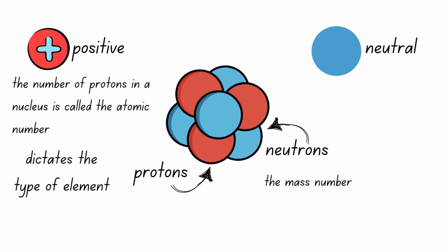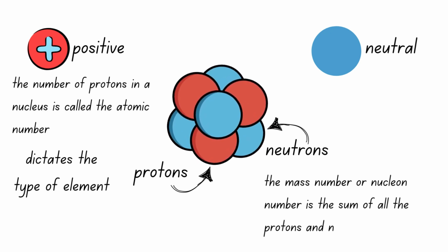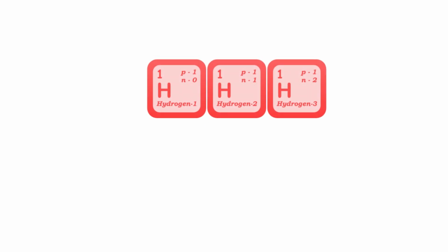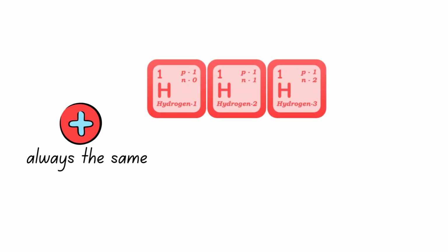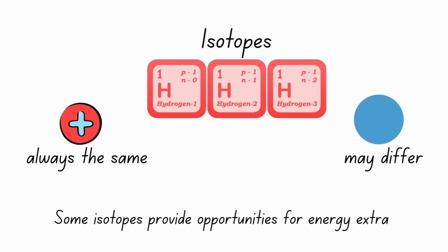The mass number, or nucleon number, of an atom is the sum of the protons and neutrons in its nucleus. Atoms of the same element always have the same number of protons, but may possess different numbers of neutrons. These are known as isotopes of the element, and some of these isotopes provide an opportunity for energy extraction.